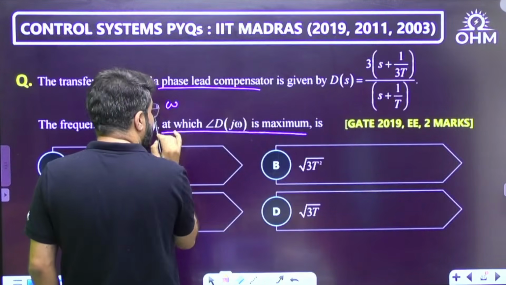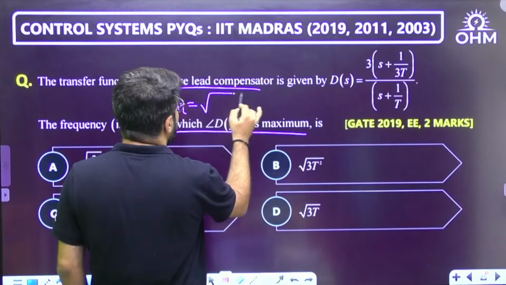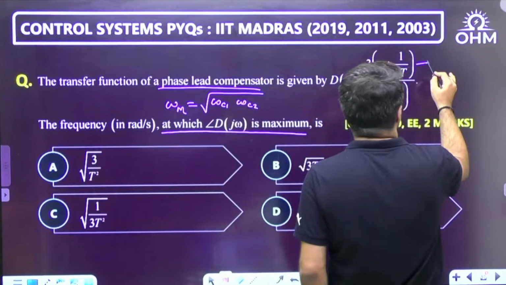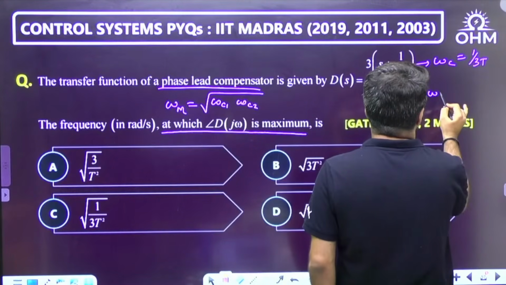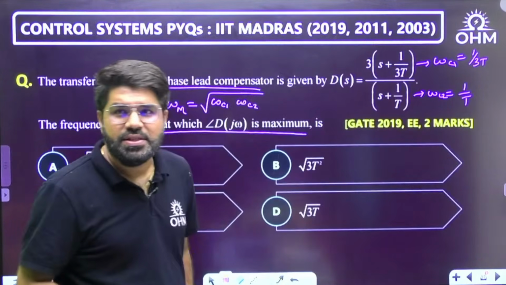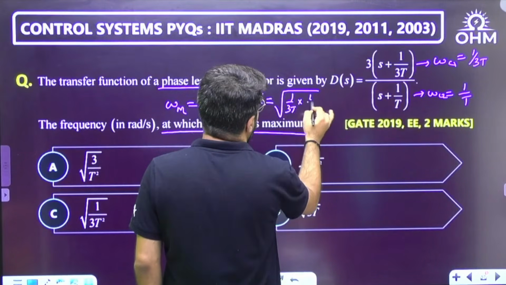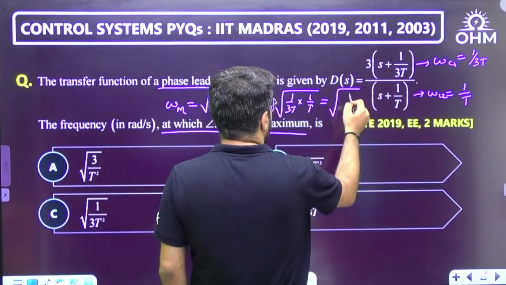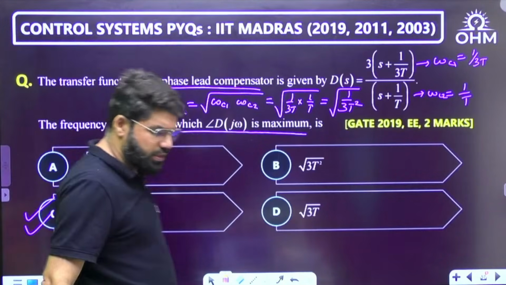That frequency, omega m, is nothing but the geometric mean, that is under root, of both the corner frequencies. What is the corner frequency for the zero term? In the S plus A form, the corner frequency is 1 by 3T. The corner frequency for the pole term, suppose this is 1 and this is 2, is 1 by T here. So the answer is under root of 1 by 3T into 1 by T, the geometric mean of both. And that is simple. Option number C, 1 upon root 3 T square. Option number C. Easy one for 2 marks.